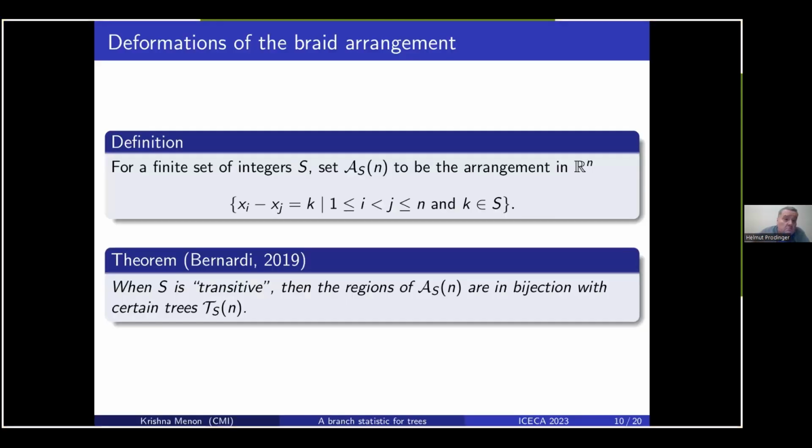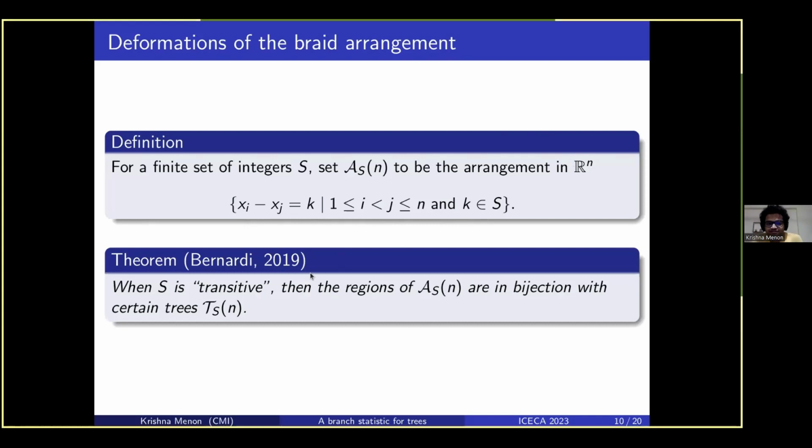So the arrangements we'll be looking at are these deformations of the braid arrangement. For any finite set of integers S, I set A_S of n to be the arrangement in R^n with these hyperplanes. So for any i less than j, I have x_i minus x_j equal to k, for all k in S.